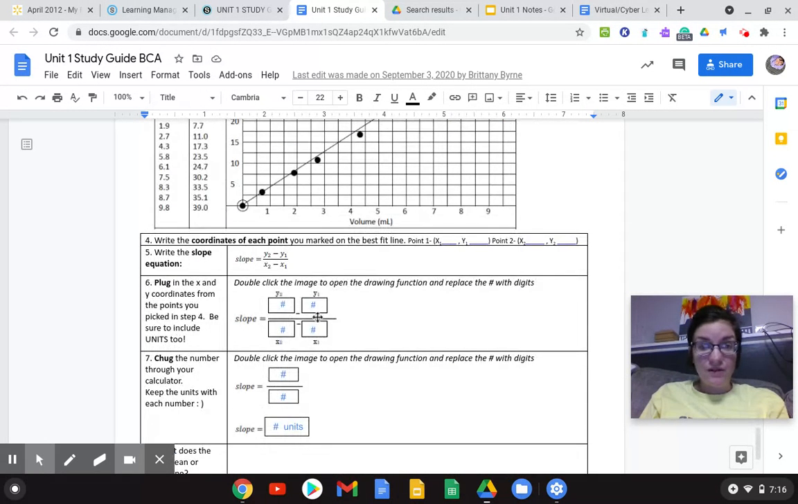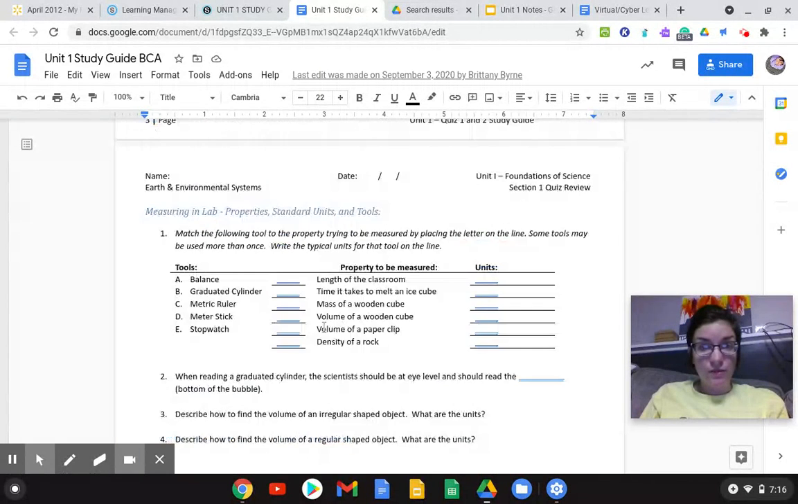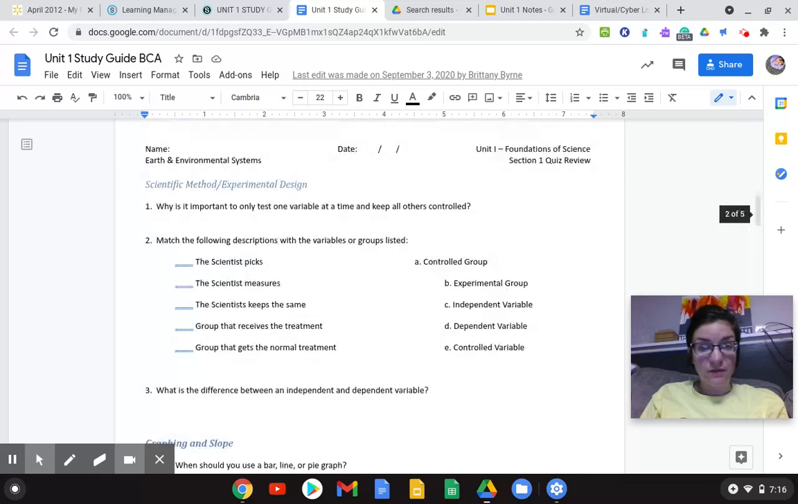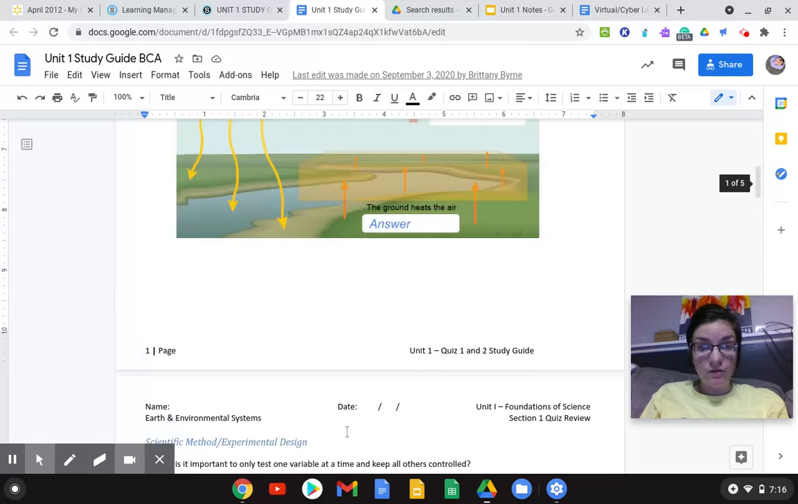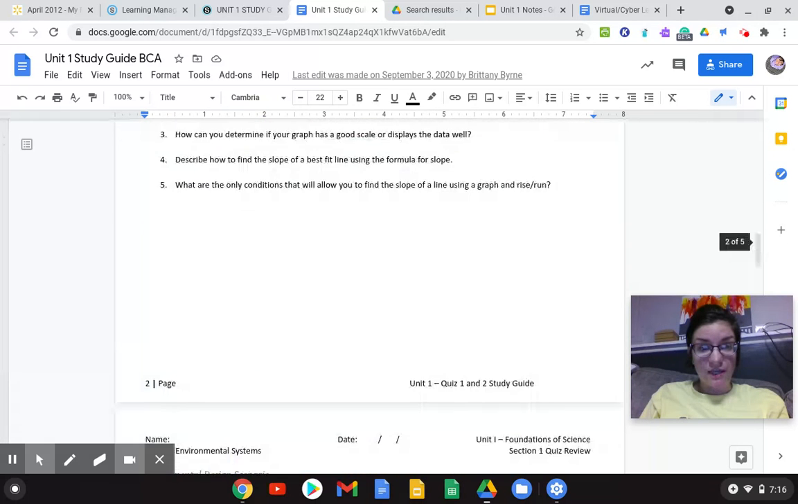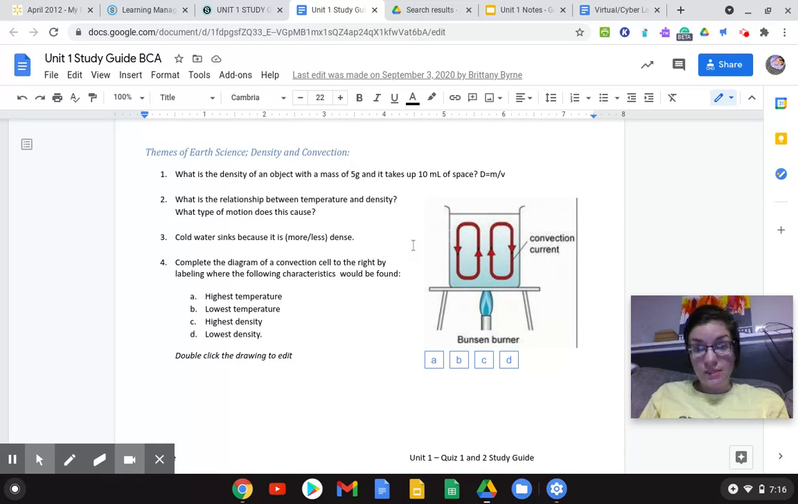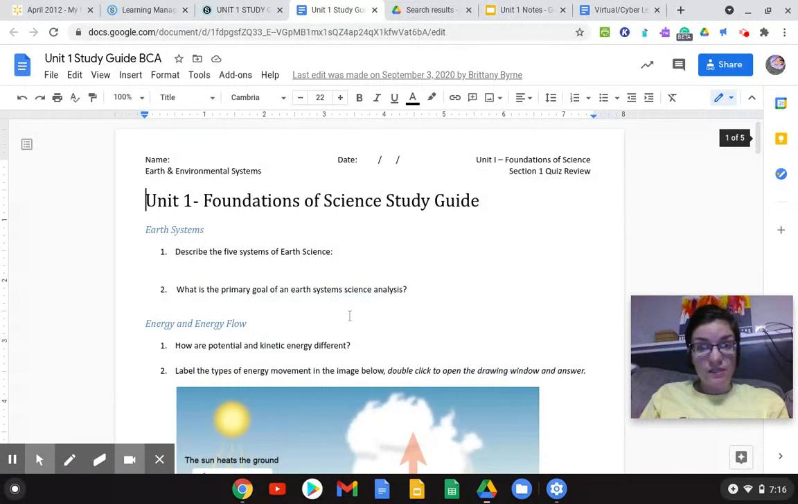And you need to know how to do this stuff. Graphing. We'll talk about convection later this week. Parts of lab stuff, scientific method, graphing and slope, your different convection and stuff like that, and density. Density is probably down here. Yep. Density is what we're going to focus on today. So I would start working on it. Most of this you've already seen before. The only two things we need to get through still is density and convection.